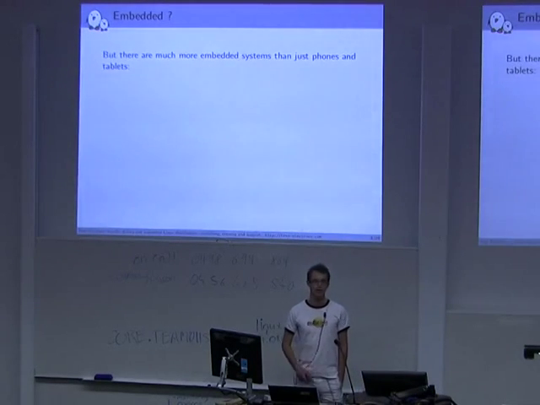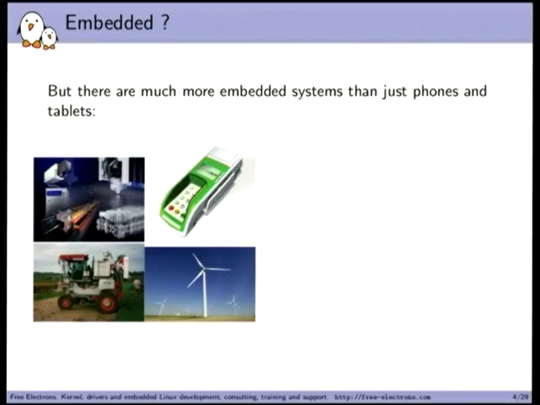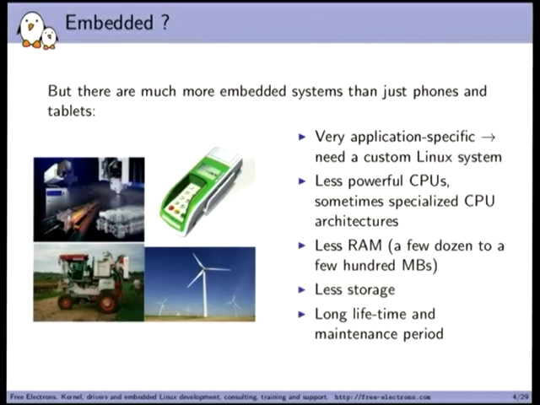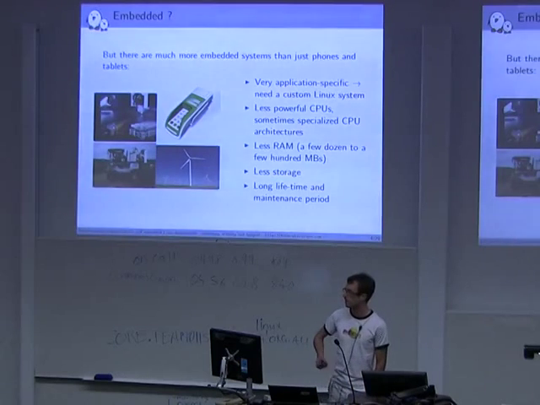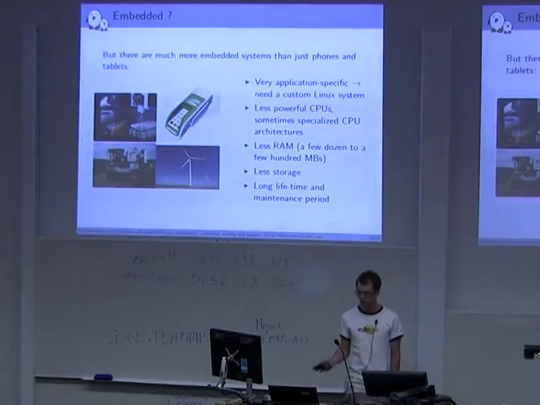But in fact, embedded is much more than just the devices that you have in your pocket. We have embedded systems in laser cutting machines, point of sale terminals, agriculture machines, windmills, and many other systems that you may never have heard of. Those systems are much more application specific, so they need a more custom Linux system that may need to boot fast or meet some real-time deadlines or have other types of constraints.